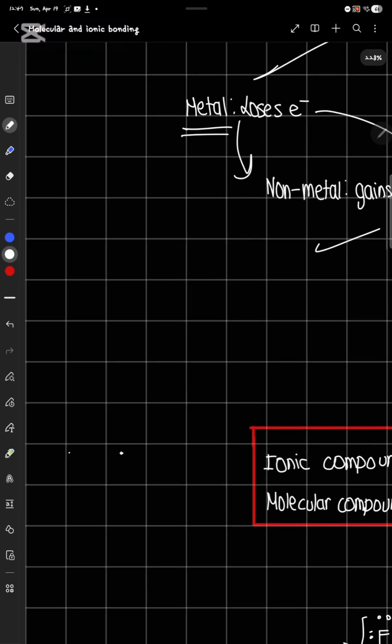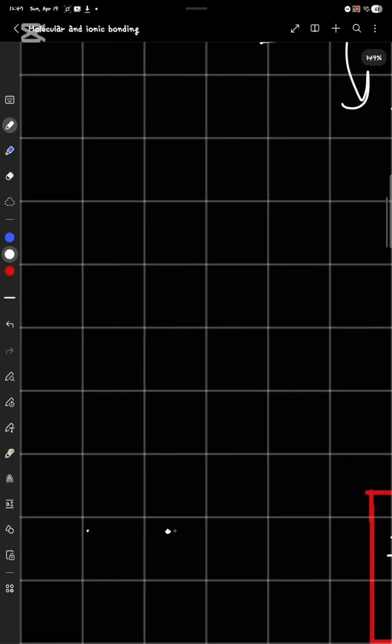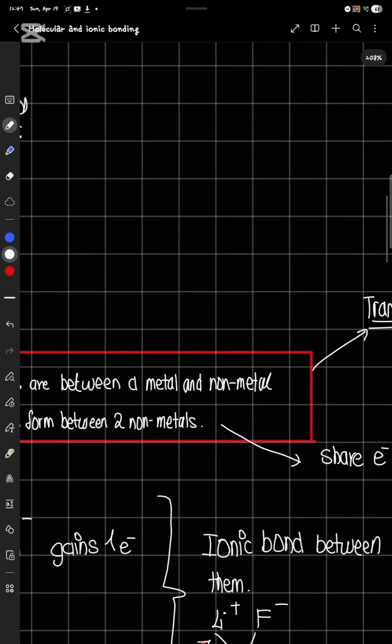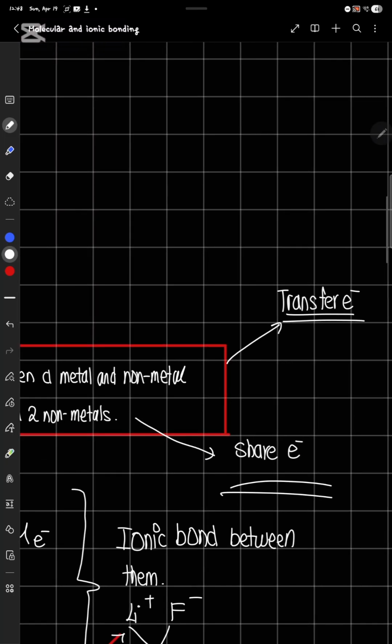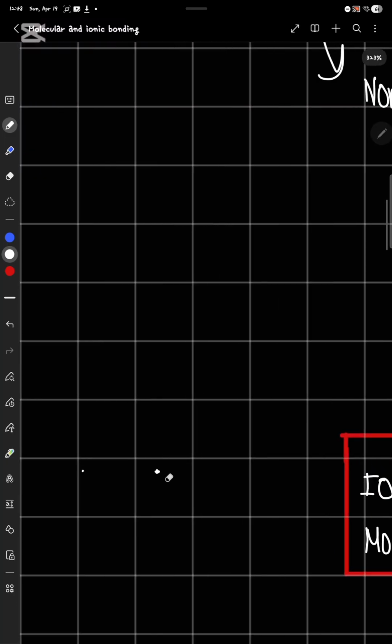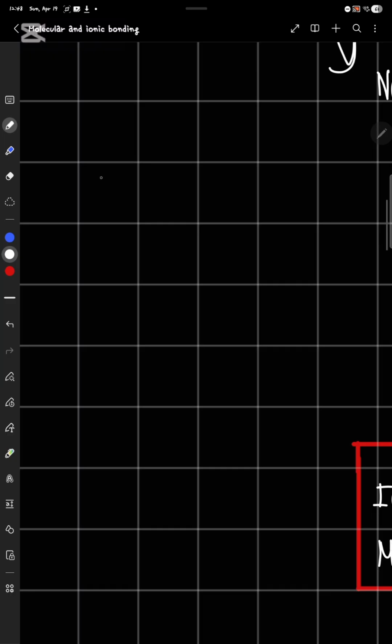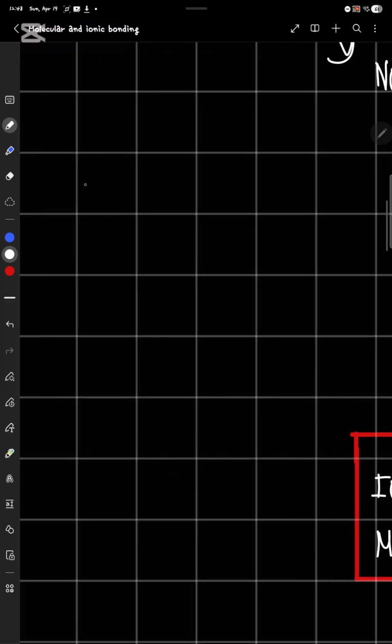Okay, molecular compounds, they share electrons between two non-metals, right? They share electrons, and why do they share? Because non-metals, I'm saying NM here, they want to gain, and 2 NM means they both want to gain. And to satisfy the condition, they will both have to share electrons. I'll explain and elaborate on that later.